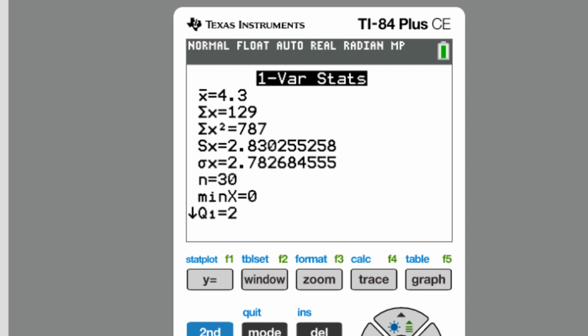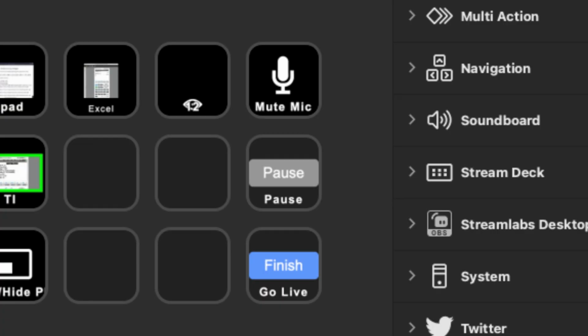Let's go to the iPad. I know this is not working for me today. Stream Deck. Oh no, Stream Deck just seems to be not with us today. Okay, so we're going to go to the iPad.